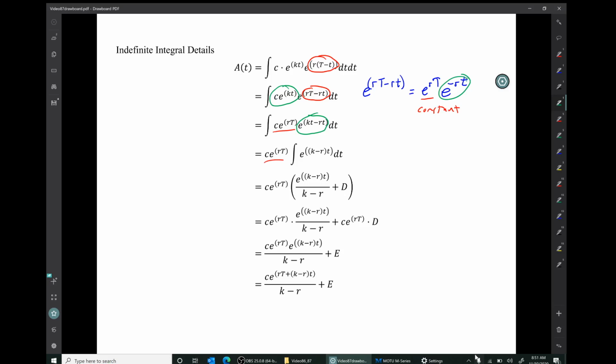Another thing that's important is that there is a constant of integration that shows up, this plus D. It gets multiplied. This c e to the rT gets distributed, and I end up with this term, c e to the r capital T times capital D. Now remember that capital D can be any real number. So that means that c e to the rT times capital D can be any real number. So we might as well just introduce a new symbol for a constant of integration. That's that capital E.